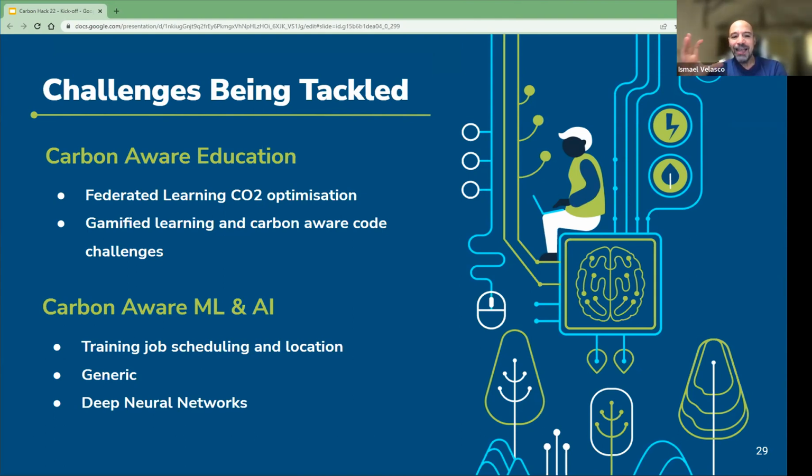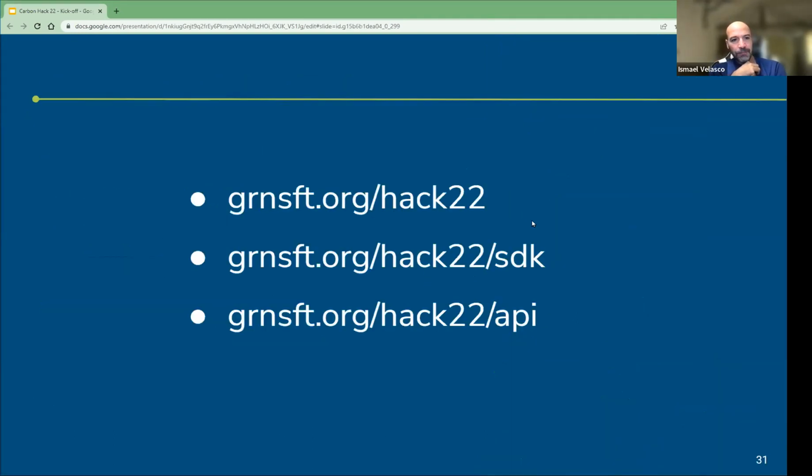And I believe, lastly, there are solutions working in carbon aware machine learning and AI space. I already mentioned deep neural networks, and there are also more generic approaches to training jobs, scheduling and allocations of machine learning jobs and AI. I believe that might be my last slide, but let's just check.